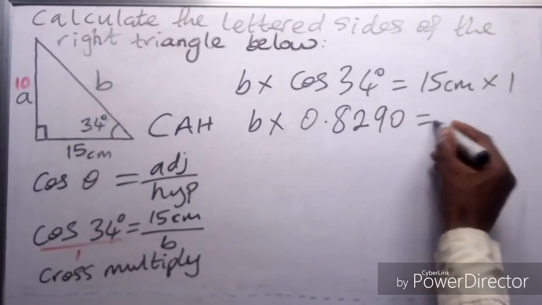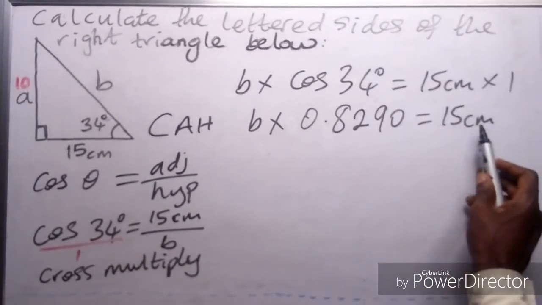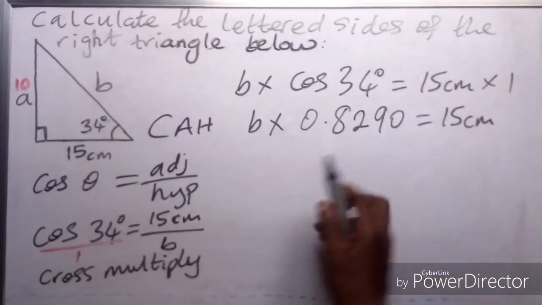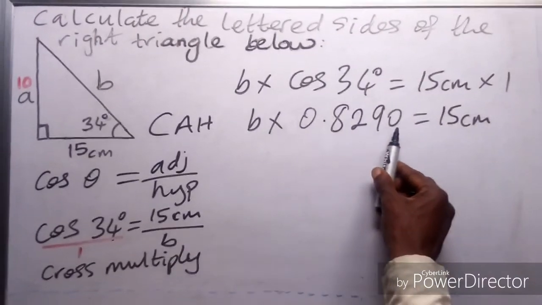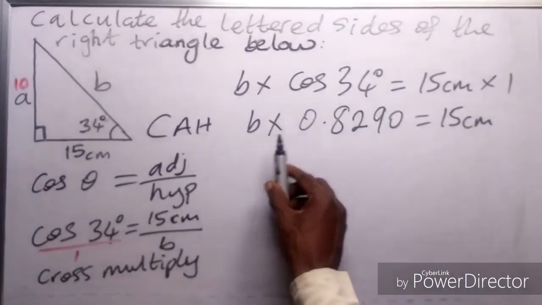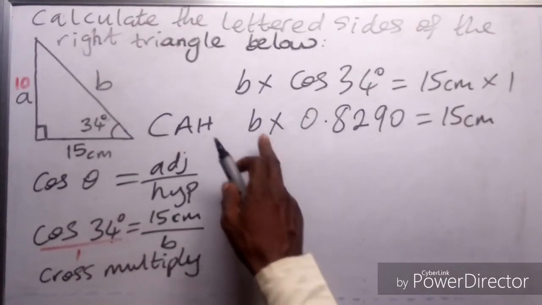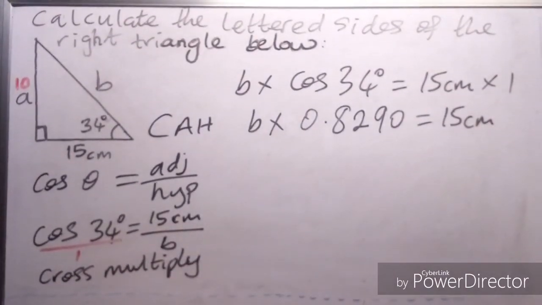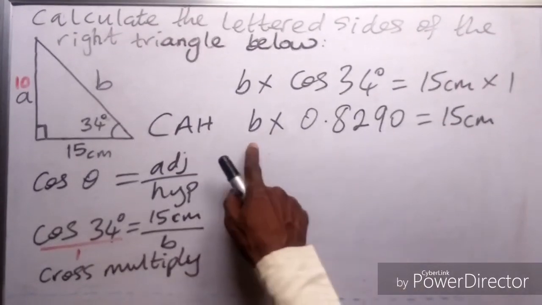So in place of cos 34 degrees, we write 0.8290 times B is equal to 15 centimeters. 15 times 1 gives you 15. At this point, we see that 0.8290 is multiplying B. What we are looking for is B, so B needs to stand on its own. For us to do that, we have to eliminate what is multiplying B here.